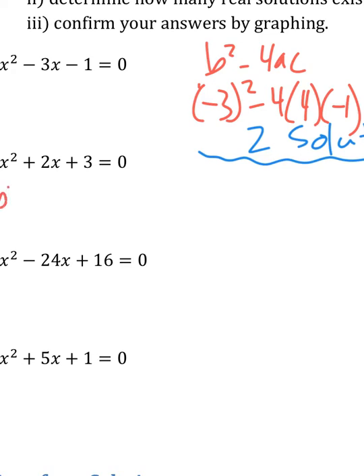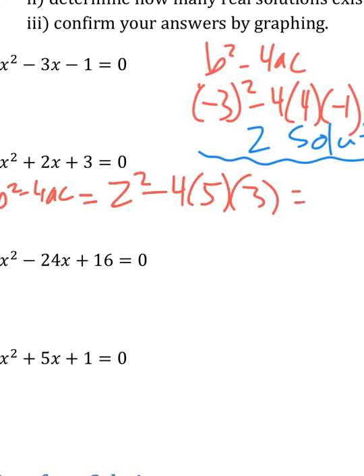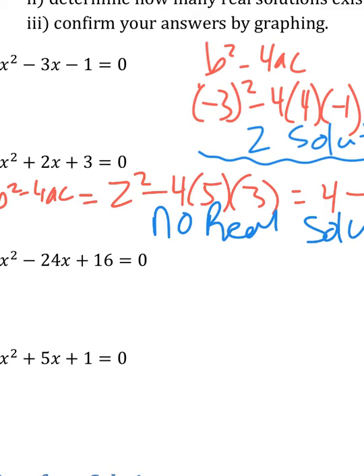What about this guy? B squared minus 4ac. 2 squared minus 4 times 5 times 3. That's looking negative, right? 4 times 5 times 3. That's 4 minus like 60, I think it is. That's definitely negative. What does that mean about our solutions? No real solutions. This graph would be floating above or below the axis.